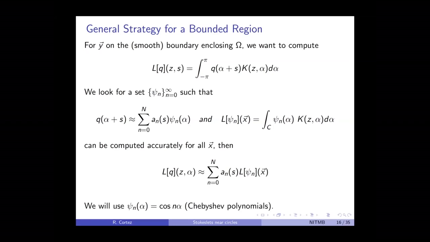This is philosophically the general idea. We want to evaluate some density times a kernel. And if we can find basis functions, called psi here, that we can use to expand the density, and if the kernel, or if the integral, can be computed accurately for those basis functions, then we can write down the solution as a series. And so what I'm going to use is Chebyshev polynomials.